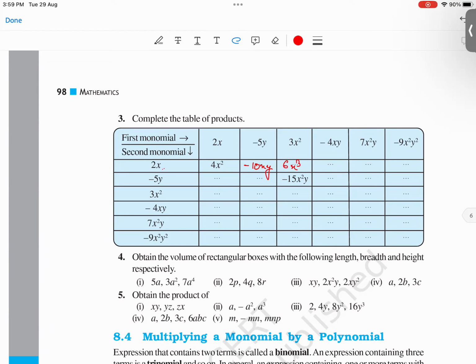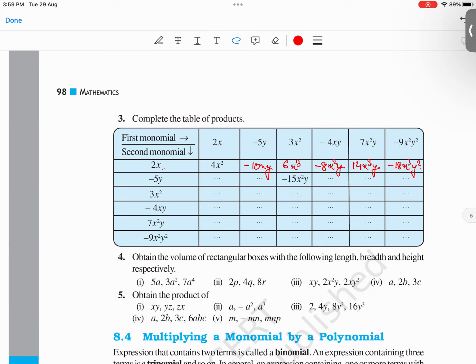2x into minus 4xy. So 2 into minus 4 is minus 8 and x into x is x square and y. Likewise, 2x into 7x square y, that is 14x cube y. Likewise, 2x into minus 9x square y square, that is minus 18x cube y square. So this is how we will do the first row.